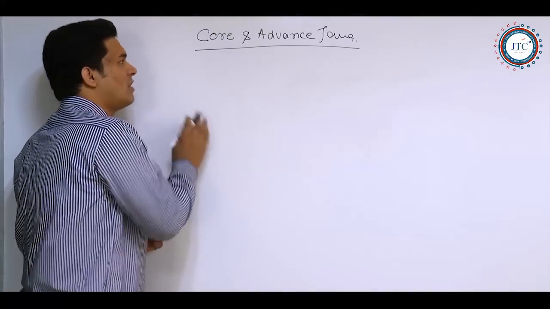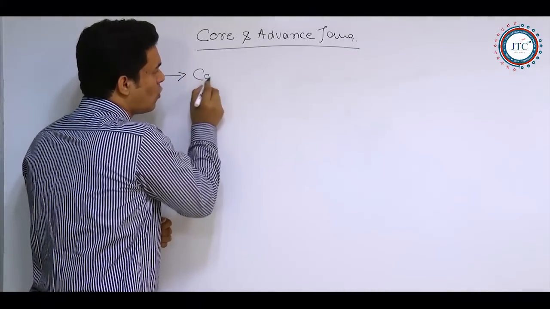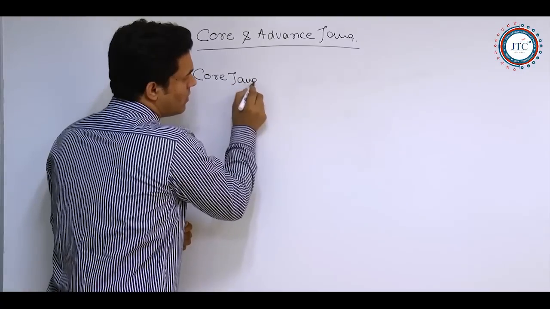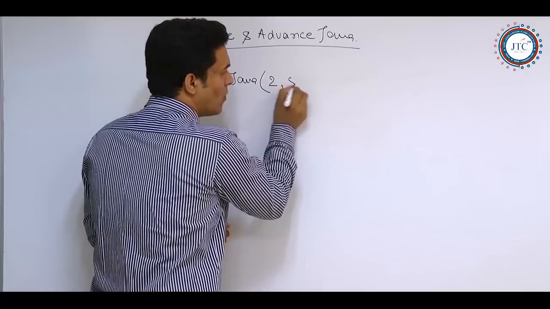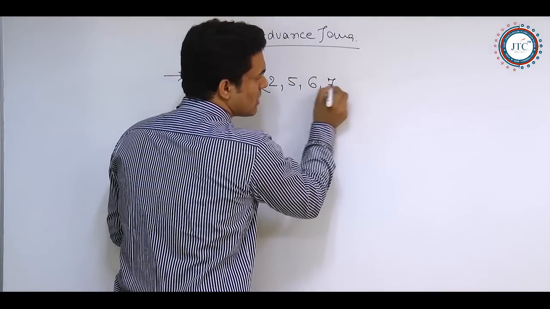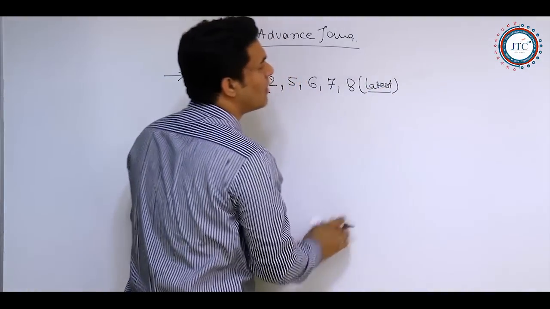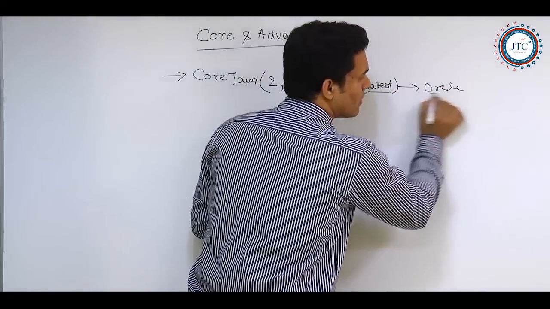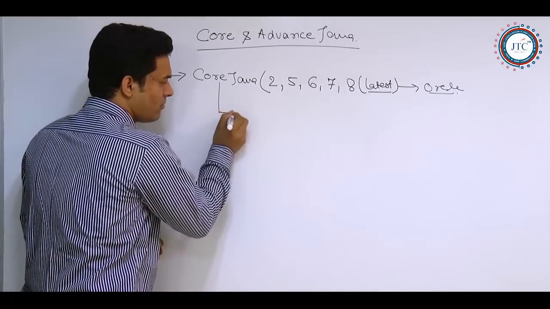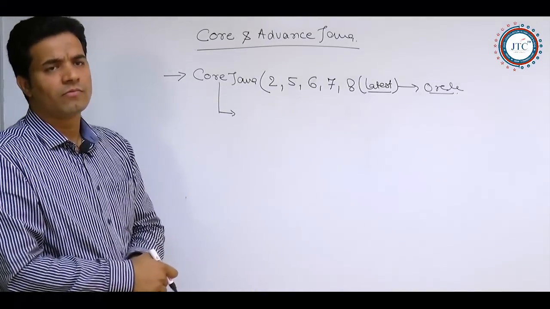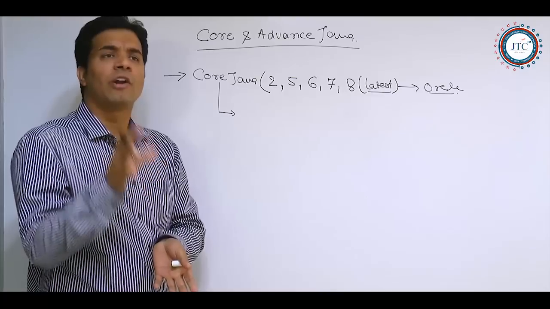See, in core and advanced Java, what we have included is first core Java. In core Java we include Java 2, 5, 6, 7 and 8, the latest one released by Oracle. Now, when we say that we are studying core Java, the question is what we have studied in core Java. What is really important in core Java?